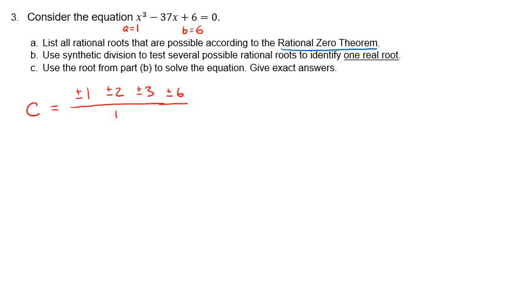A is equal to 1. And the only numbers that divide into 1 evenly are 1 and -1. So every possible fraction we can make out of these numbers: 1 over 1 is 1, 1 over -1 is -1, 2 over 1 is 2, 2 over -1 is -2, 3 over 1 is 3, 3 over -1 is -3, 6 over 1 is 6, and 6 over -1 is -6.